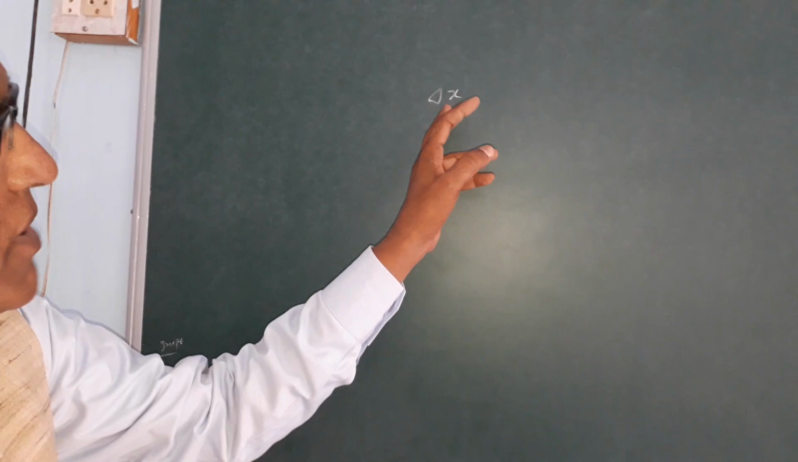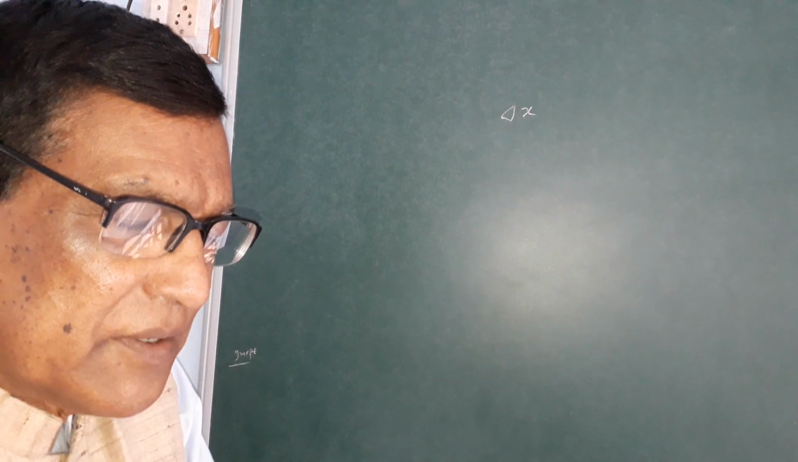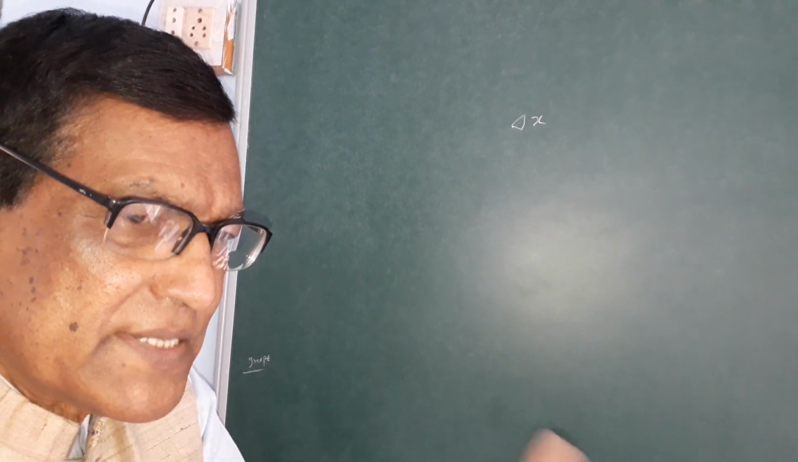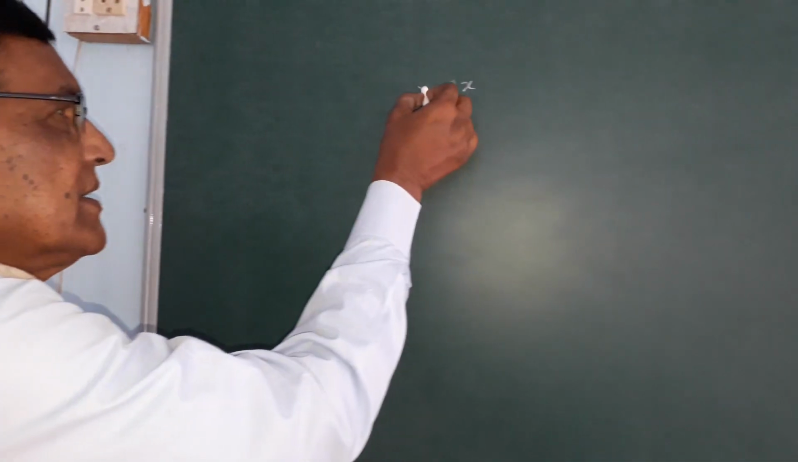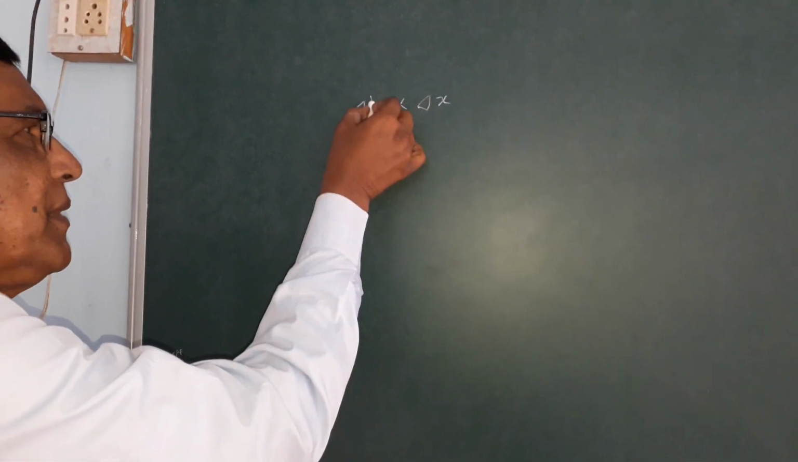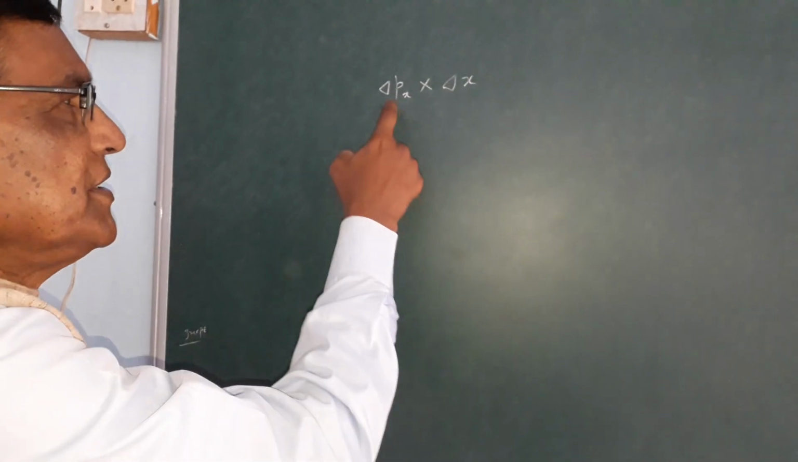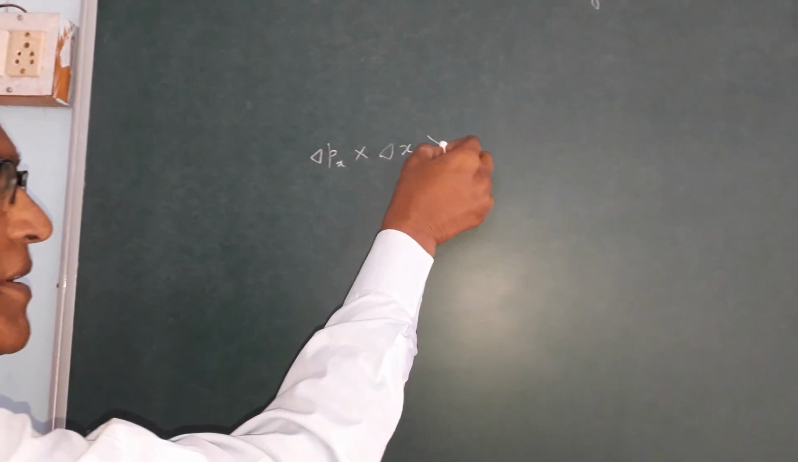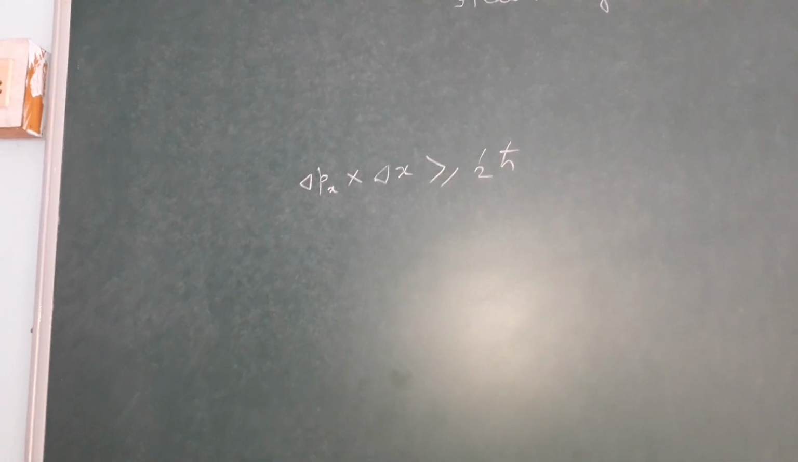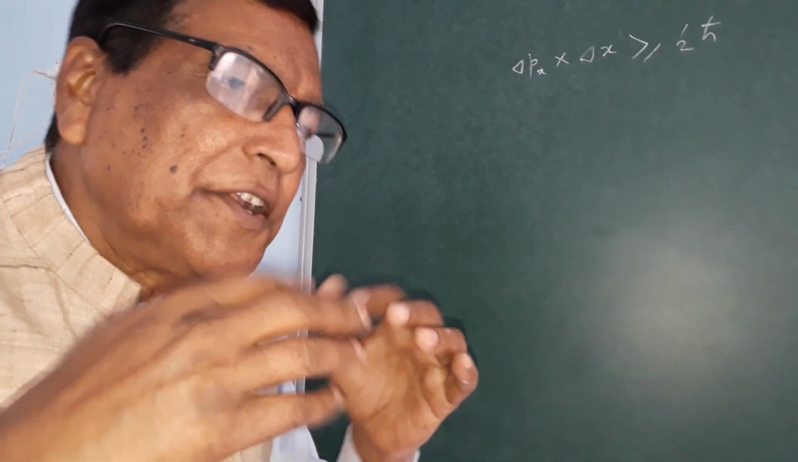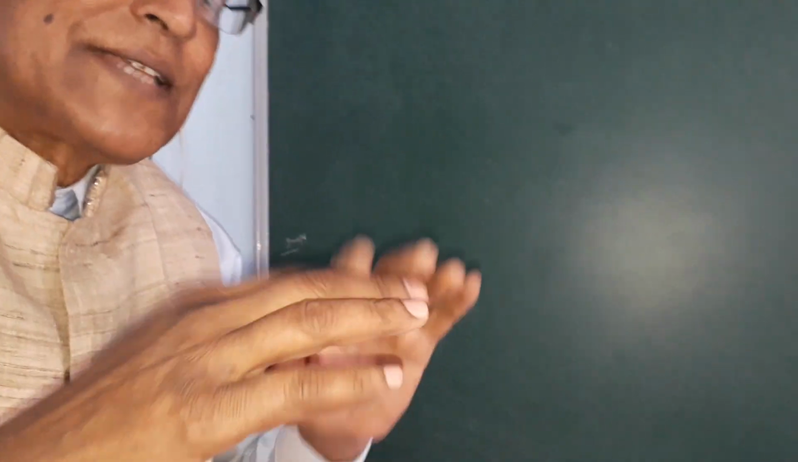Then the conjugate variable of position is the momentum. Momentum automatically induces some uncertainty in its determination, suppose del p x, and the product of these two uncertainties must be greater than or equal to half h cut, and this is the Heisenberg uncertainty principle. Any two conjugate variables one cannot determine accurately and simultaneously.